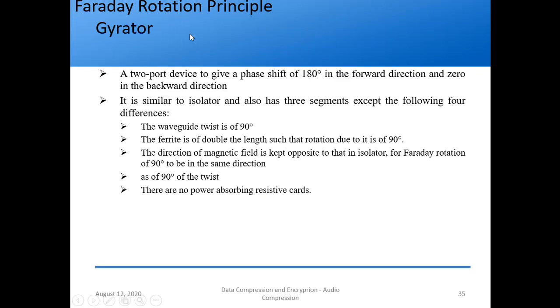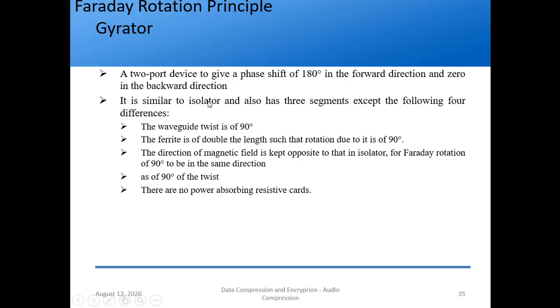So then we have a gyrator. A two-port device to give a phase shift of 180 degrees in the forward direction and 0 in the backward direction. So this is a very crude statement. Understand it clearly. What is happening? If I give electric field as E angle 0 at the input, I'll get the same electric field E but with a phase shift of 180 degrees. So E angle 180 degrees. But when I give the input from the right side or the output side, there is no phase shift, meaning E angle 0 is given at the right side, then at the left side I'll get the same E angle 0. So that is called a gyrator.